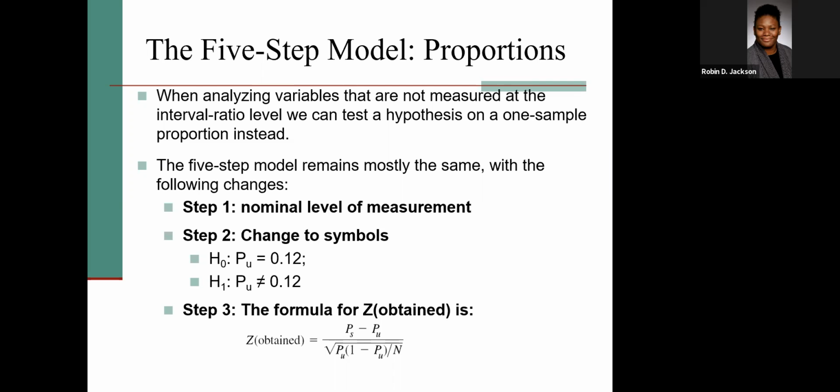In step 3, the book mentions that we will only use the Z distribution because the small sample tests for proportions are not considered in this particular textbook. So to be consistent with the book and to avoid confusion, I'm going to do the same thing. I'm not going to introduce small sample proportions. And then step 4, the symbols in the formula for the test statistic change because we're using a proportion.